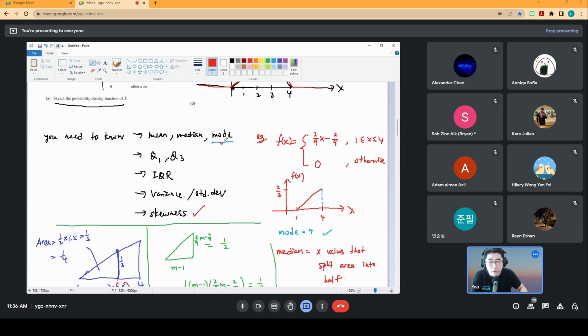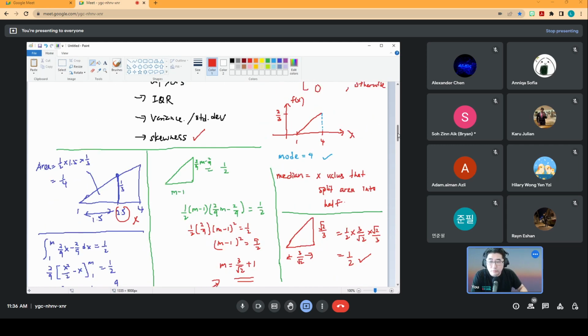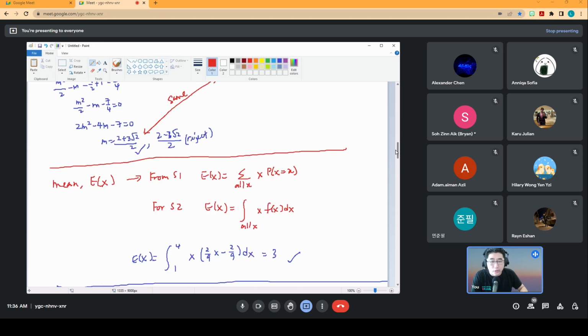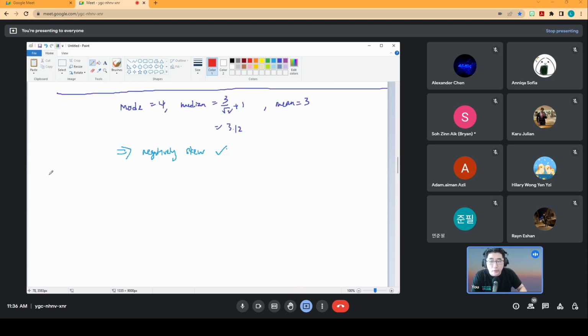So we have the mode, median, mean. Then what about Q1 and Q3? Q1, luckily, just now Hilary already mentioned it. So I managed to find Q1 equals 2.5. It happened to be 1 over 4, but this is just by chance, isn't it? So what if we want to solve it in the proper way? How do we actually find Q1 and Q3?